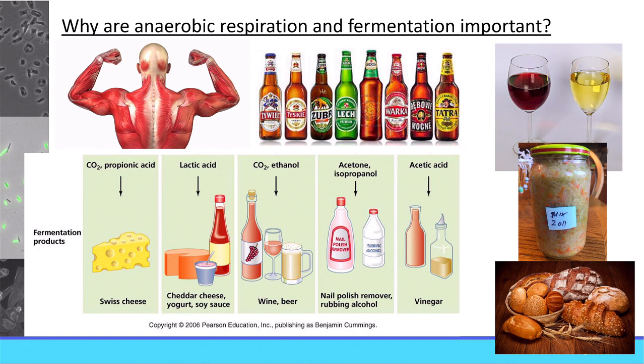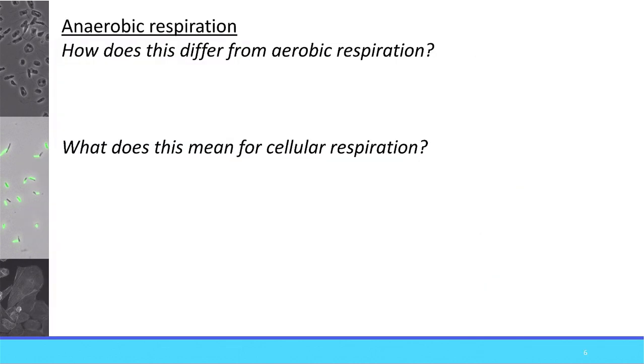Yogurt, and even for those of us wanting nail polish remover right now, rubbing alcohol is something that is very difficult to come by in stores. That is also a product of fermentation. So again, lots of food, lots of drink. Oxygen isn't everywhere. Bacteria in our wounds use anaerobic pathways. So many examples of why this is important.